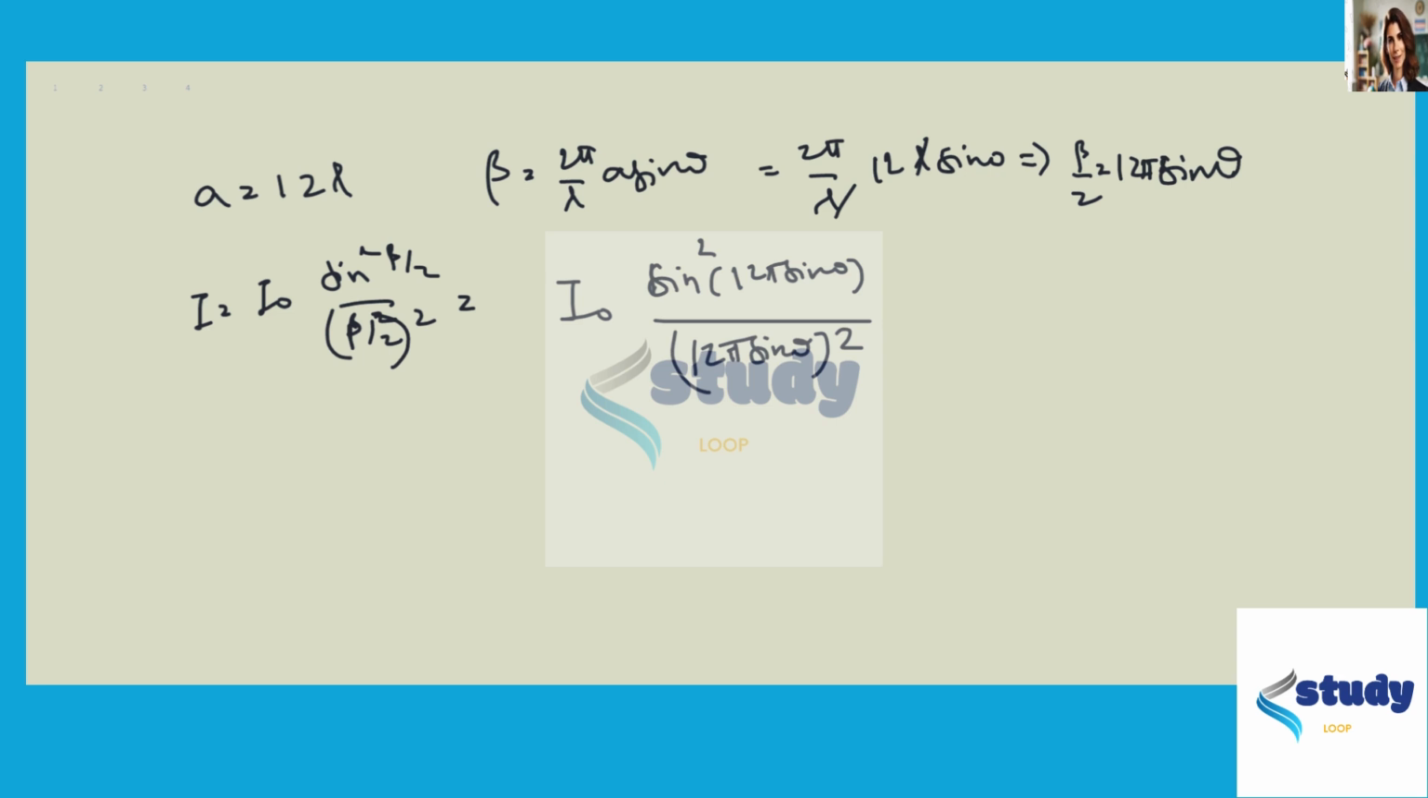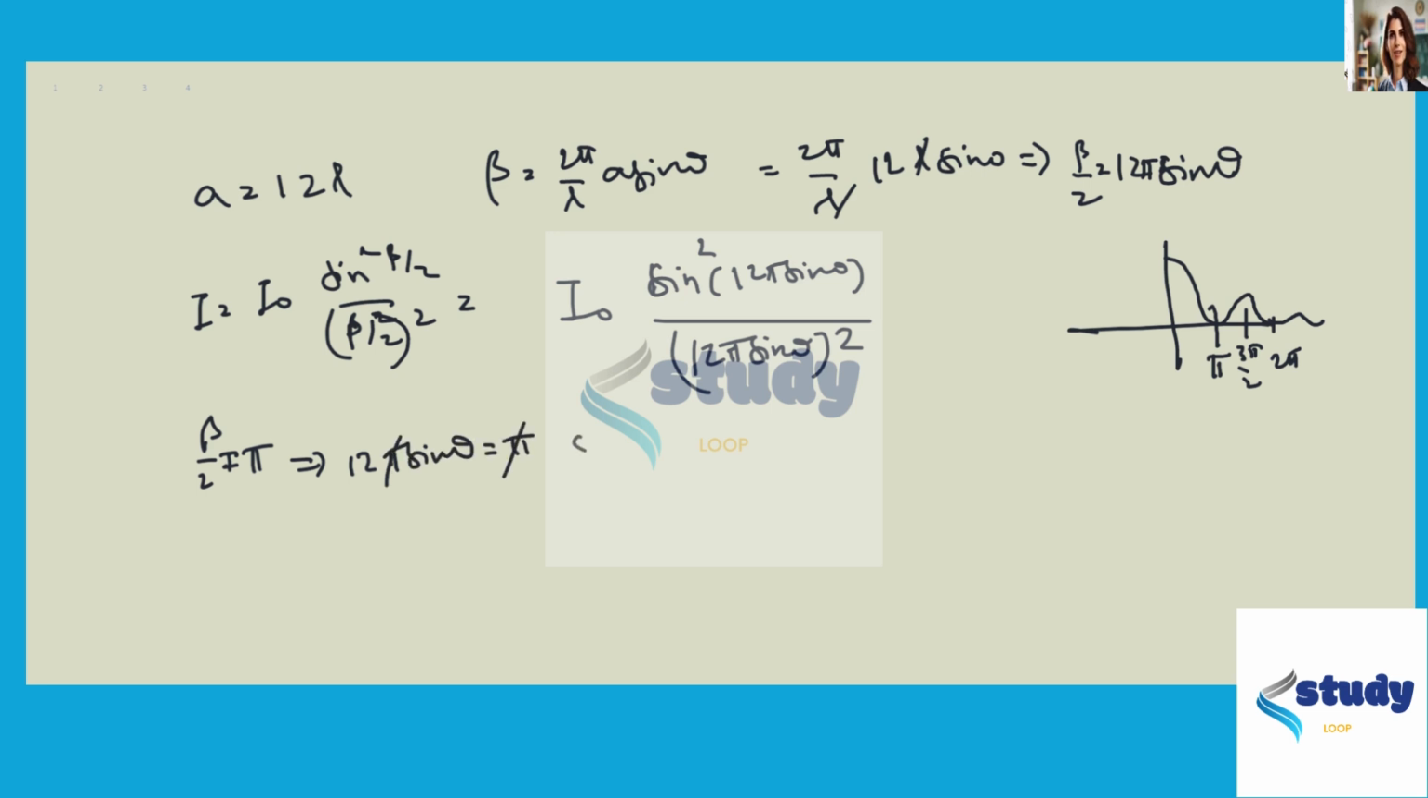Now, for this to have the first minimum, we know that beta by 2 is equal to pi. In the diffraction pattern, this happens at pi. This is 3 pi by 2 and this is 2 pi. So the first minima is at pi, which means 12 pi sine theta is equal to pi, which gives us sine theta is equal to 1 by 12. Solving this equation by using theta is equal to sine inverse of 1 by 12, we can see that theta is 0.0834 radian or 4.78 degrees.